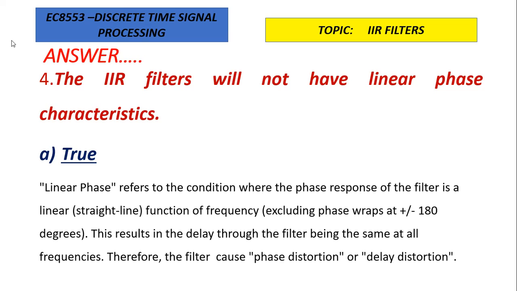As we are mapping, that linearity is missing, so delay or phase distortion will occur in IIR filters. That is one of the drawbacks. To overcome that, we are using FIR filters. FIR filters will have linear phase. IIR filters will not have linear phase.